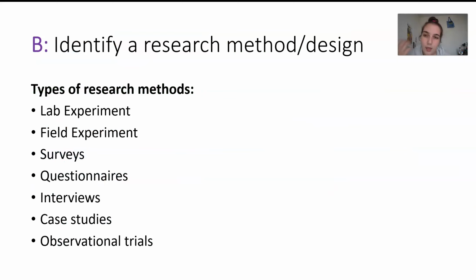So step B is going to be, for the AP test, they want you to be able to identify a research method that you should use. So what's the best way of testing this experiment? And there are all these different types of research methods or designs. There's lab experiments, field experiments, surveys, questionnaires, interviews, case studies, and observational trials. A lot of these things don't really work for science. You can't survey a bunch of plants and ask, hey, bananas, what's going to make you ripen fastest?